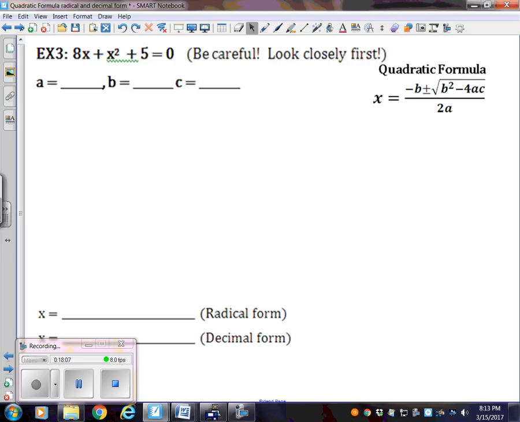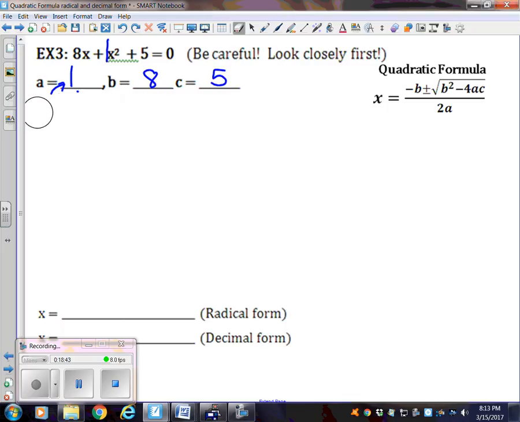All right, example 3. This one says, be careful, look closely first. What is my A value? This time A is not 8. Although people would just jump on that. A is supposed to be the coefficient in front of x squared, so technically A is 1 because my top is actually out of order. That probably should have been written as x squared plus 8x in the middle plus 5. All right, so that's why 1 is actually the A. B would be 8, C would be 5.